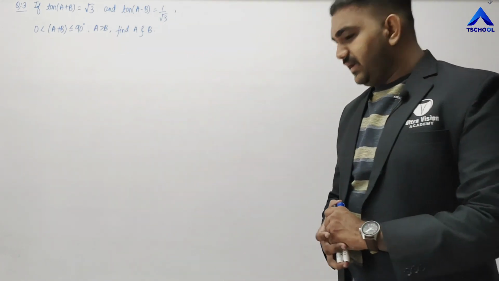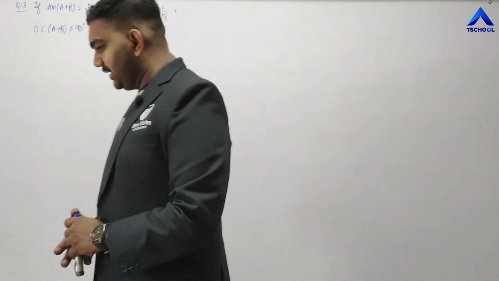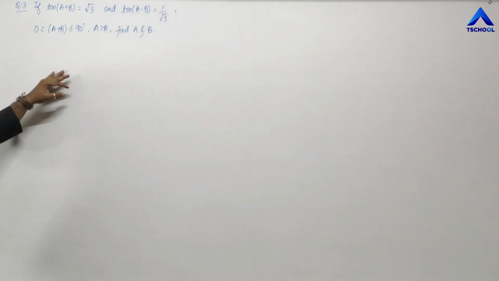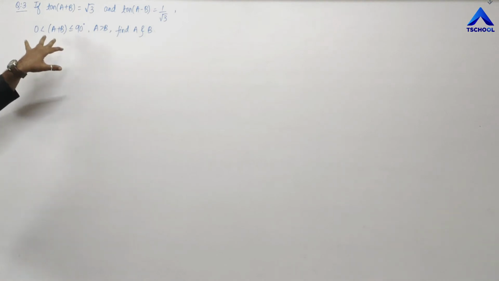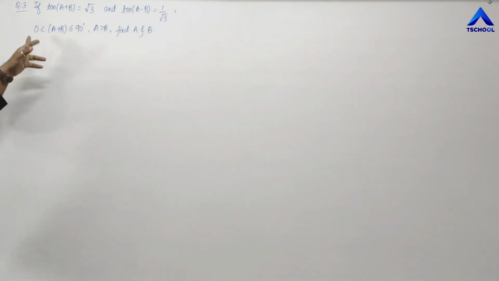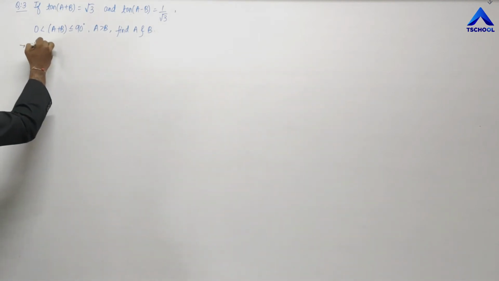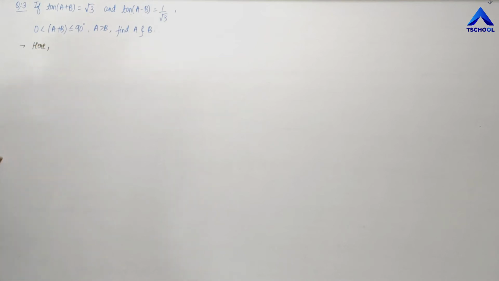In the previous example we had sine and cos. Now we are having tan and cot. Tan(A plus B) is equal to root 3 and tan(A minus B) is equal to 1 upon root 3, where A plus B lies between 0 and 90. That means the value of A plus B is between 0 degrees and 90 degrees, and the value of A is greater than the value of B. So let us start the solution.